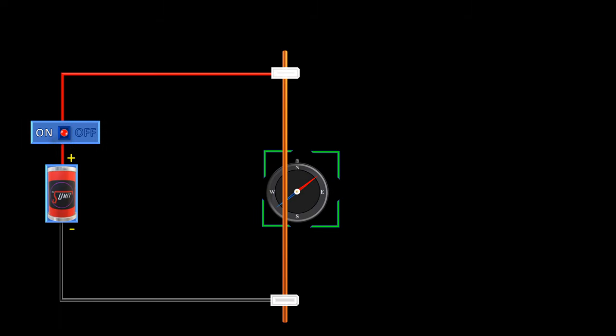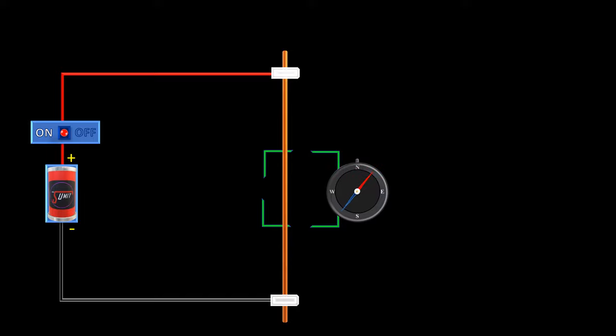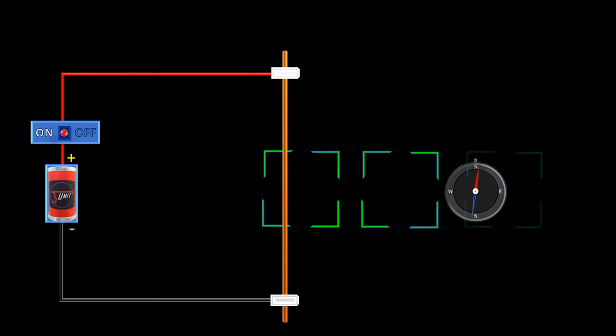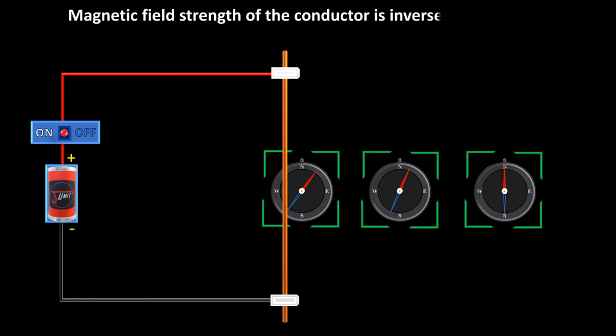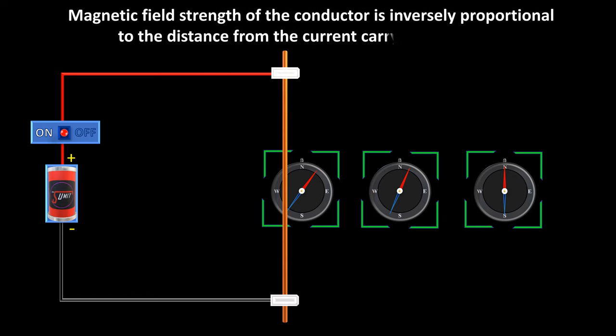Here we see that as the compass is moved away from the current carrying conductor, the deflection of the compass needle reduces. Thus, we can deduce that the magnetic field strength of the conductor is inversely proportional to the distance from the current carrying conductor.